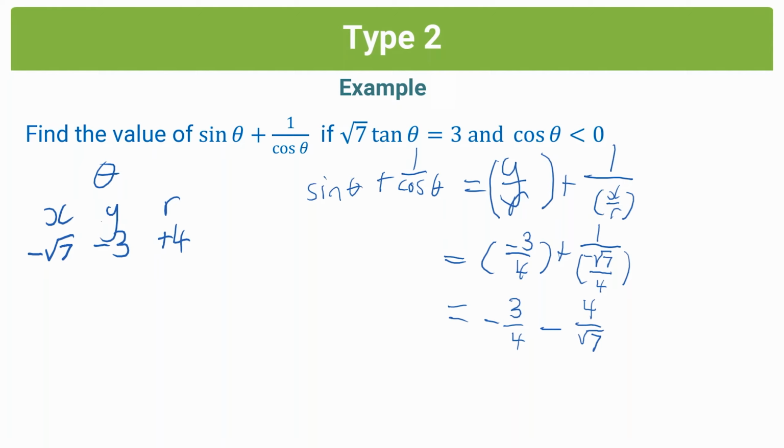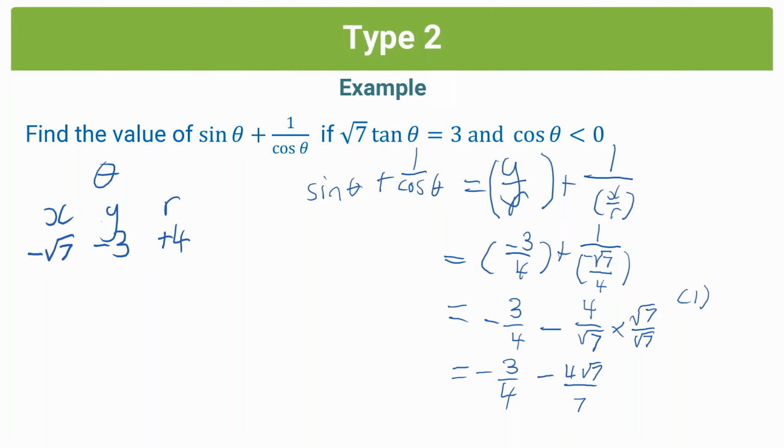Now this is slightly complicated to simplify. What I'm first going to do is rationalize the root 7 in the denominator by multiplying by root 7 over root 7, which is essentially 1 because root 7 over root 7 is 1, but it gets rid of the root 7 in the denominator. So that's negative 3 over 4 minus 4 root 7 over 7. And now it makes it slightly easier for us to subtract.